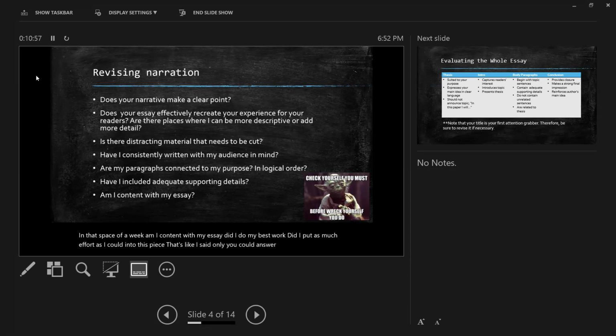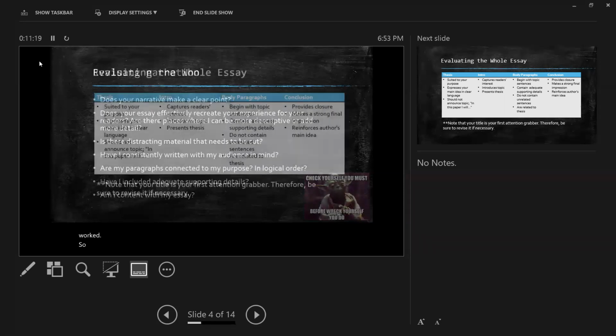Sometimes students, and I guess this is people in general, don't see the good in what they do. Because when I see essays, I see all the good things. Of course, I see things that need improvement, but I see the things that work also. And you should look at the things that work. So, am I content with my essay?